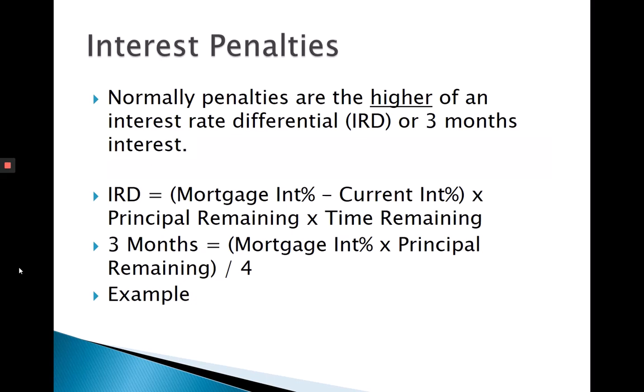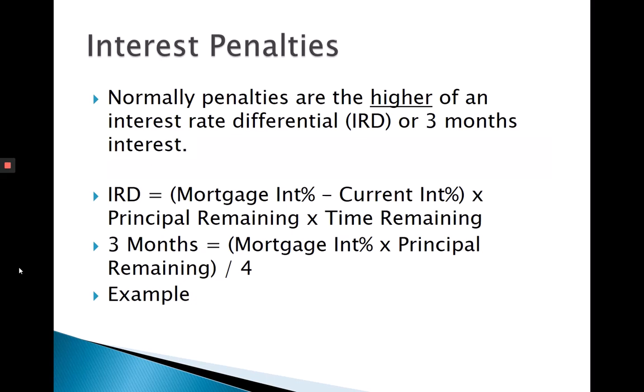You would pay the higher of two different calculations. There is the interest rate differential. So if interest rates have declined and you break your mortgage, you could lock in at a better rate, and the bank is losing out on you paying at a higher rate. So it's the difference between the two rates times the principal times how much time you have remaining.